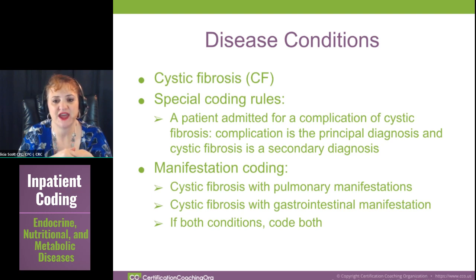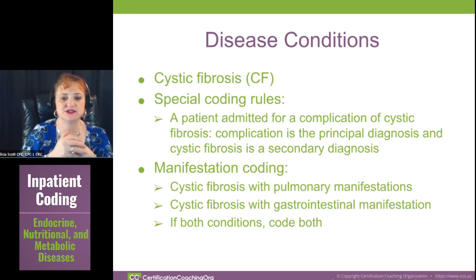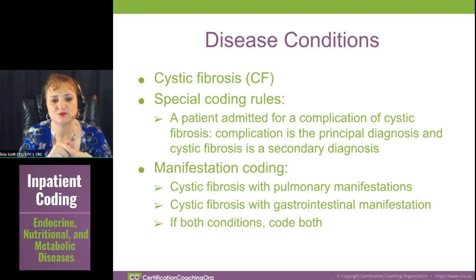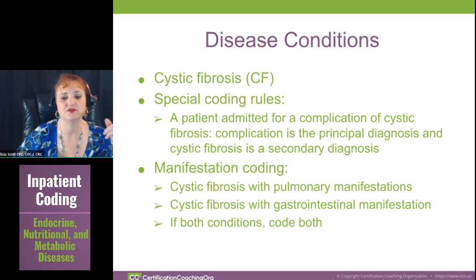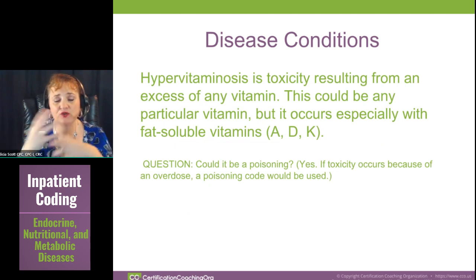Coding rules that are associated: look for complications of cystic fibrosis. So go look up cystic fibrosis in your index, then look at complications and pay attention to the complications that are in there. These would make the complication diagnosis the principal diagnosis, and cystic fibrosis is the secondary diagnosis. Why do they have this? Because they have cystic fibrosis. Manifestation codes would be pulmonary manifestations and gastrointestinal manifestations, and you could have both, because wherever you have mucus or saliva involved, then you're going to have an over excess of it.